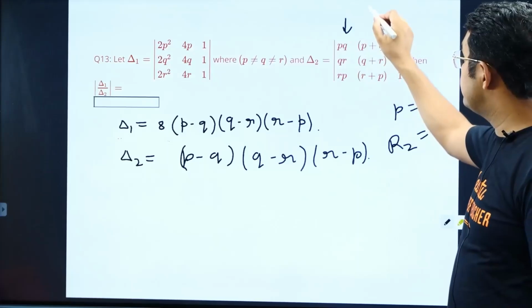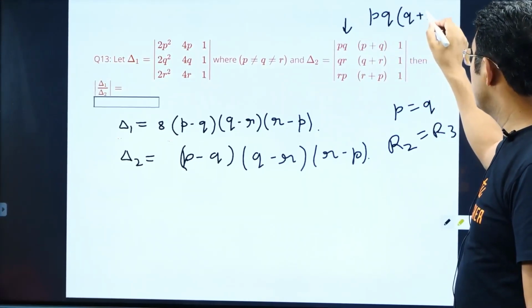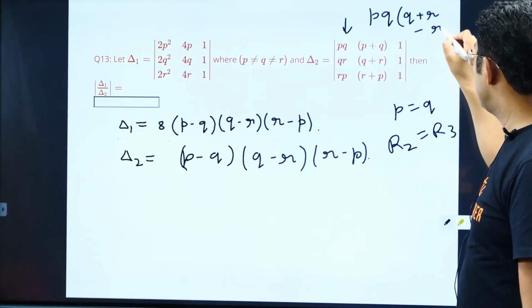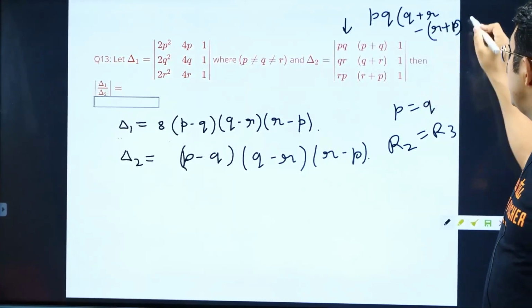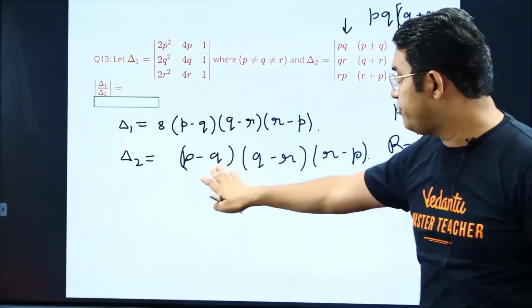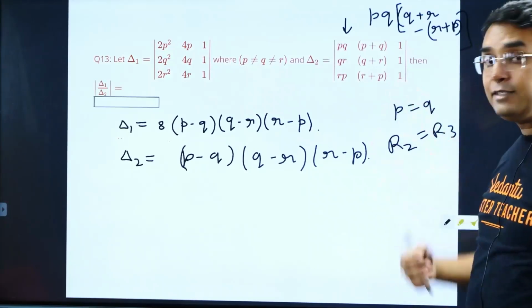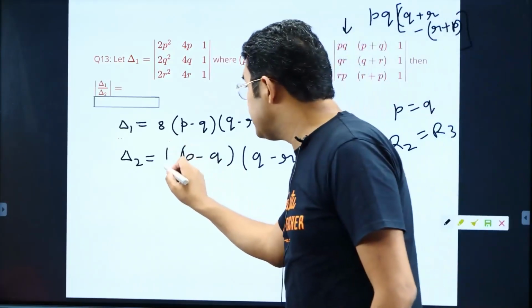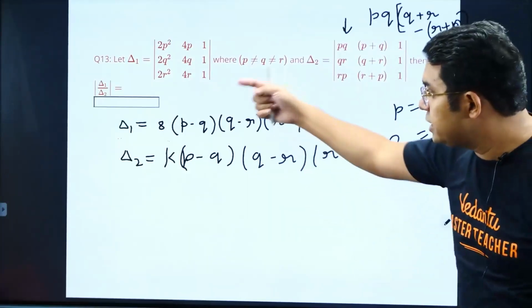Like if I open just the first term, it will be PQ into Q plus R minus R plus P. So you can see that the degree here is at max 3, and we have found 3 factors, which means we have found everything as far as factors are concerned, but there can be some constant here. We need to find this constant, and then I think this question is done.